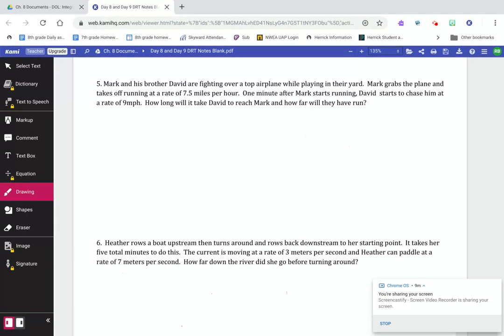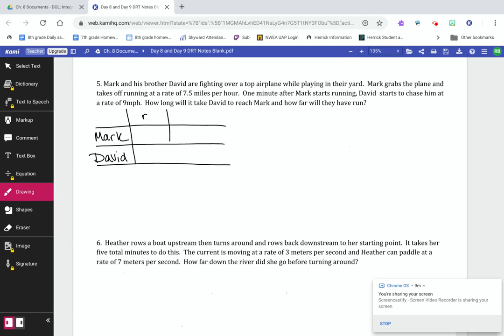All right, so we have two situations. We have Mark running and we have David running. So let's make a table here. So we have Mark, David. They're going to have their own rates that they're running, their own time. And this one is a distance problem, so we'll just make it equal to distance. Okay, so for Mark and David, for these problems, we really need to concentrate on the rate and the time. And then the distance is those two multiplied together.